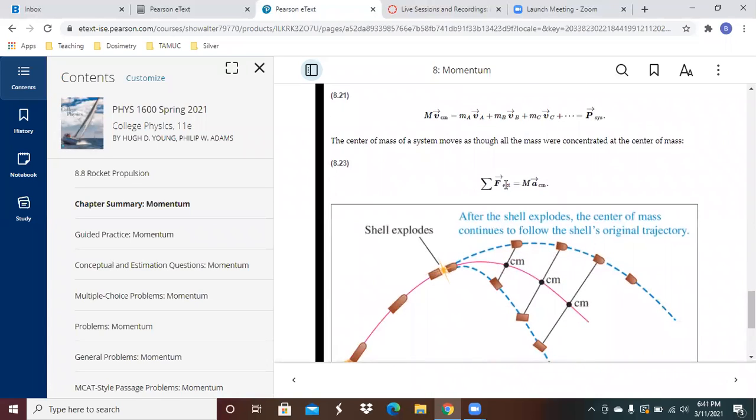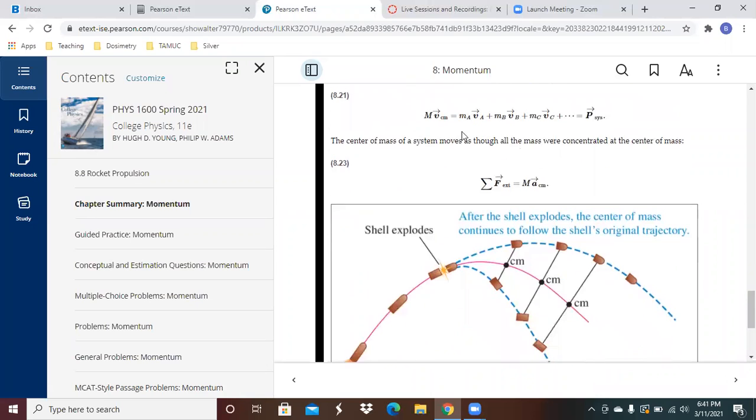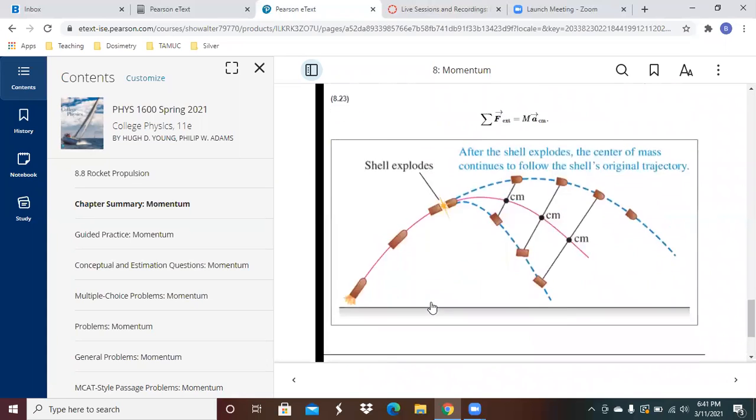The point is that you can take the entire object, no matter how big of a monstrosity it might be, and you can model its motion by just looking at the center of mass. And if you do that, it might make your calculations a little bit easier. The center of mass of a system moves as though all of the mass were concentrated at the center. So the sum of the external forces is equal to mass times the acceleration at the center of mass.